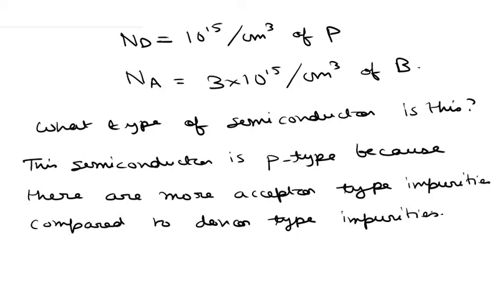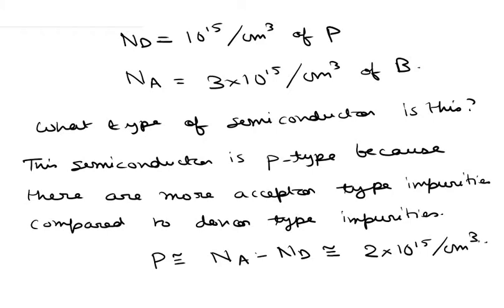This semiconductor is a p-type semiconductor, and the number of holes in the valence band is approximately equal to Na minus Nd, which is approximately equal to 2 into 10 to the power 15 per centimeter cube.